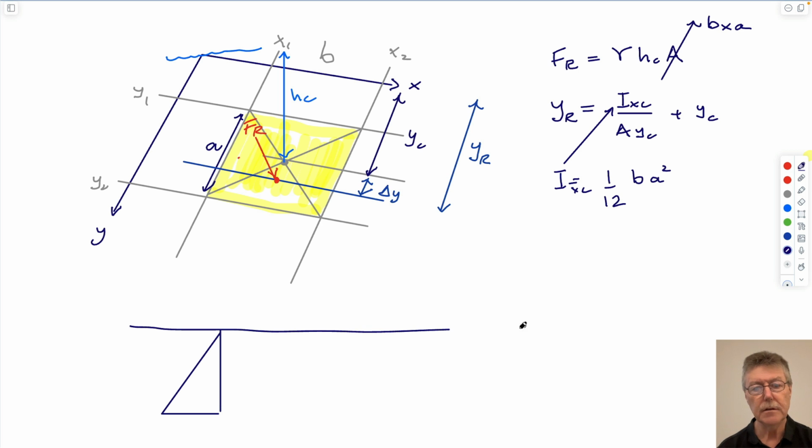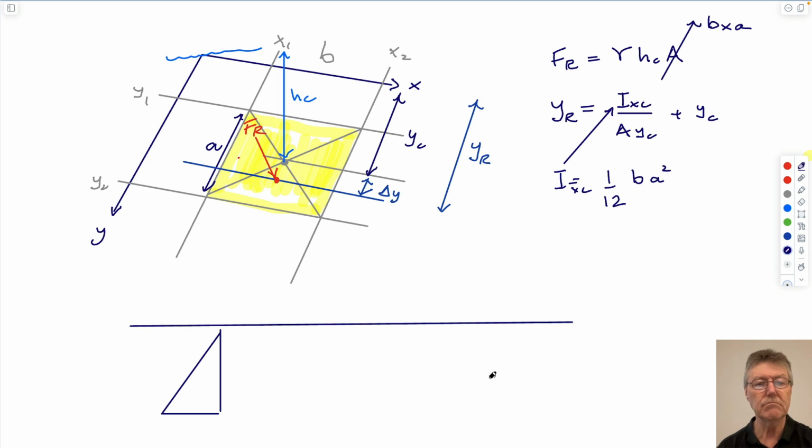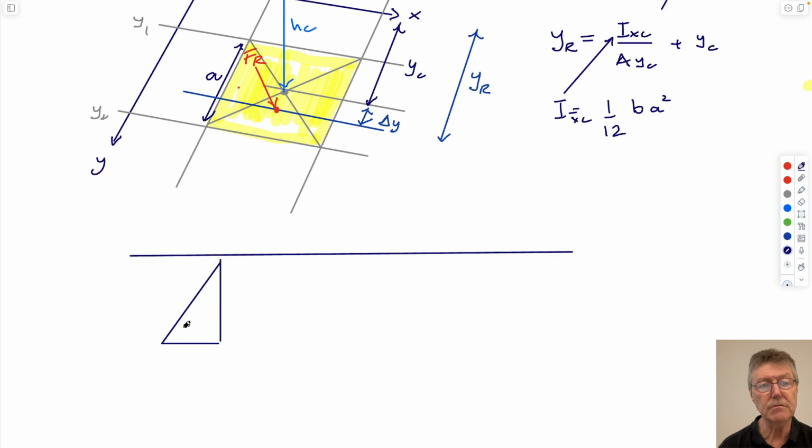If we have a fluid level like this, and we have a vertical plate, which is this, we know that the pressure distribution is going to look like this. And if this is H, then F_R equals gamma A H over 2. But the location of the resultant would be two-thirds down, or one-third up from the bottom.